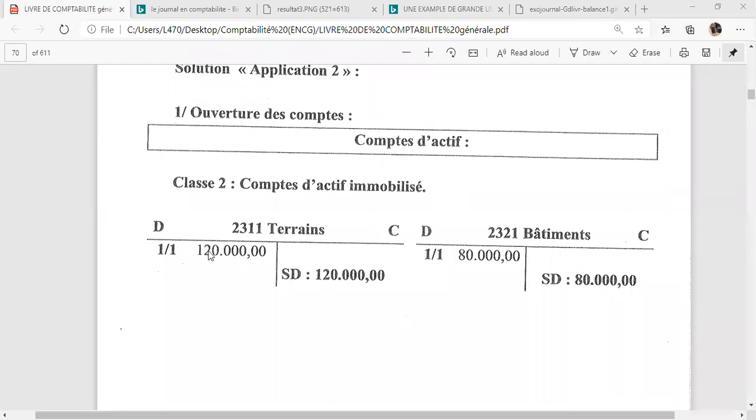Zero minus this figure, or this figure minus zero, would give us the same figure. So that's why the solde is of this amount. So SD is solde débiteur.